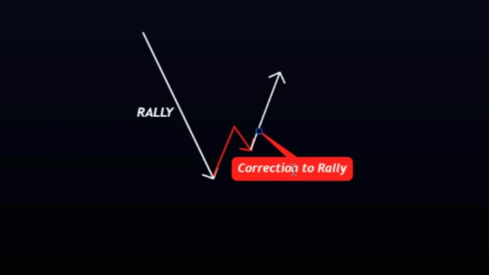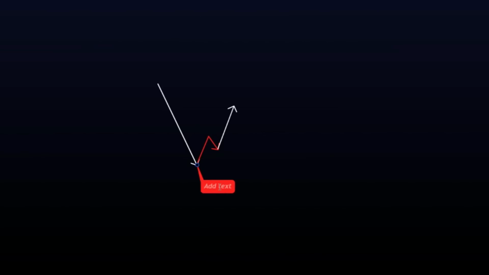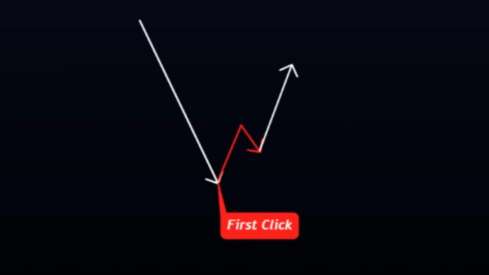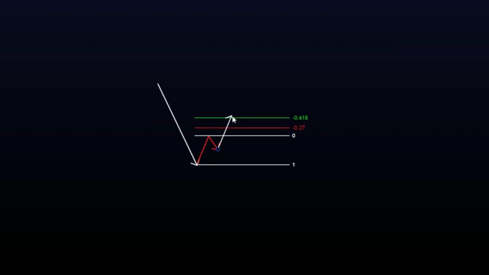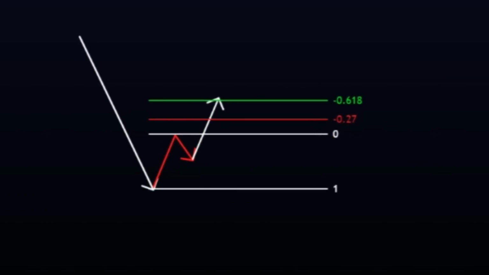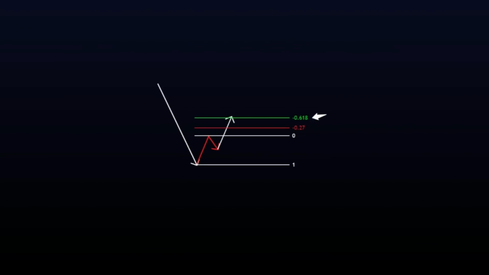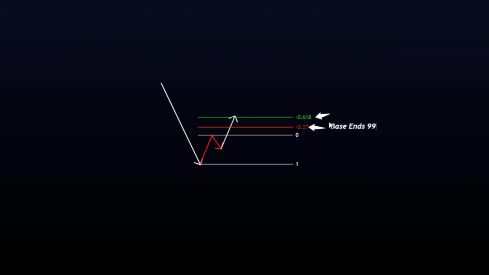The same goes for a correction of a bearish trend. There is a rally and a minor pivot formed, and finally another pivot. These pivots are actually the correction to the bearish rally. In order to apply Fibonacci, the first click must be at the beginning of the base, which is the end of the trend, and the second click at the ending point of the minor pivot. If you apply Fibonacci, then the final pivot will touch either minus 0.27 or minus 0.618. These two levels could be the exact end of the market correction.